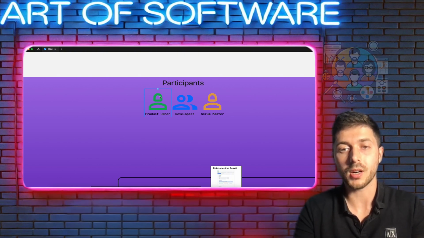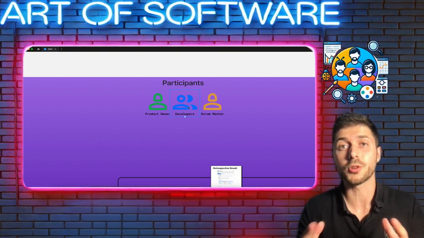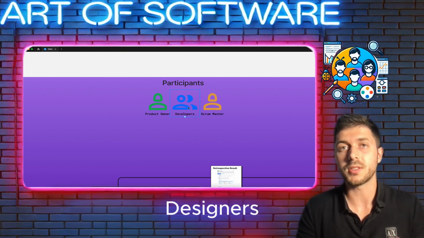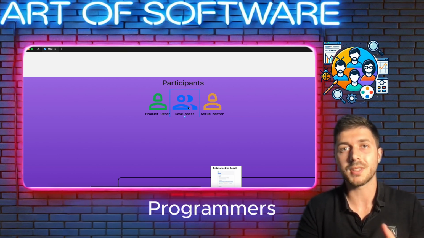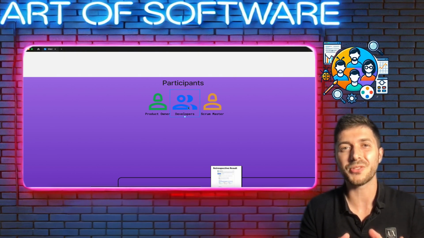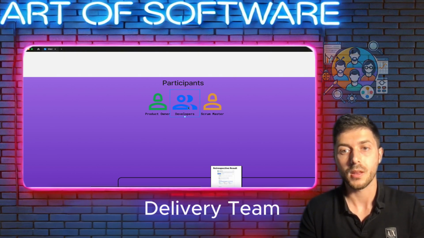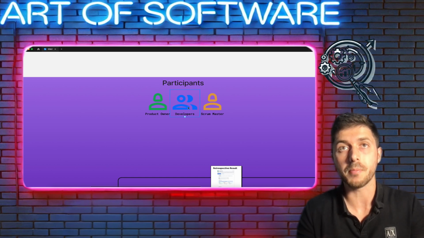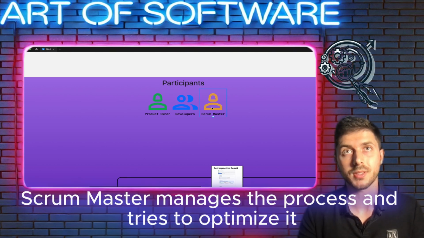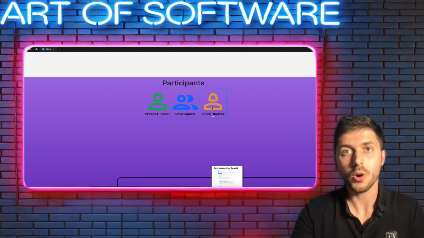The next one are the developers. The developers are defined as a cross-functional team. It means that they can be the testers, the designers, the programmers, the business analysts, etc. So it is defined as the delivery team. And the last one is the Scrum Master. The Scrum Master manages the process and tries to optimize it. Alright, so these are the main participants in Scrum.